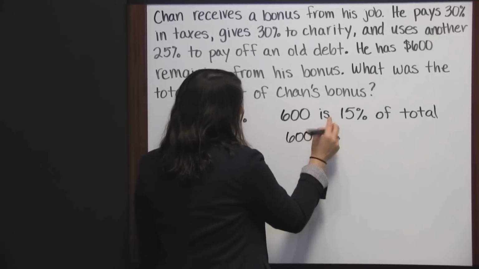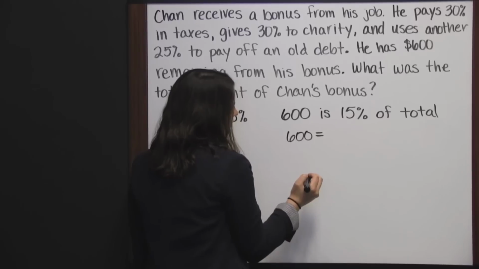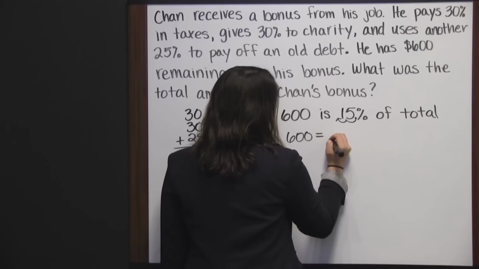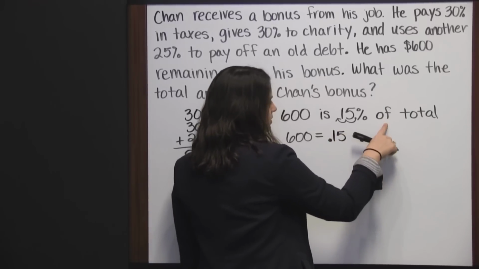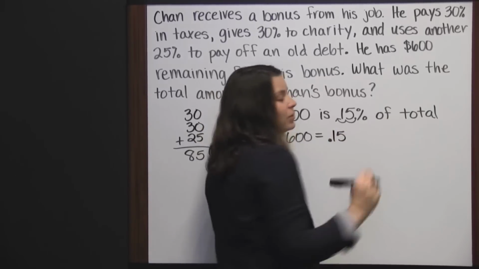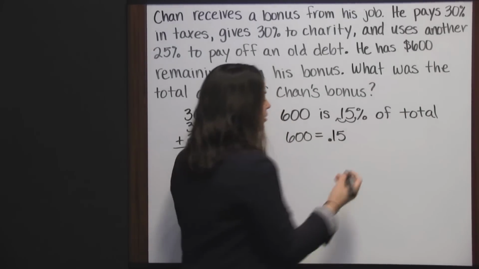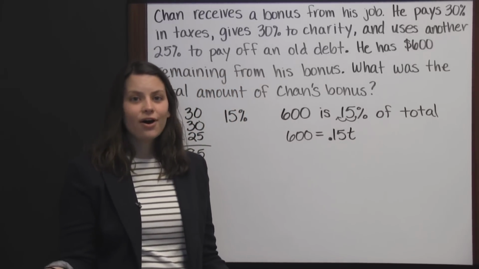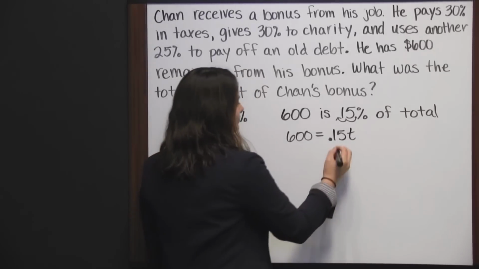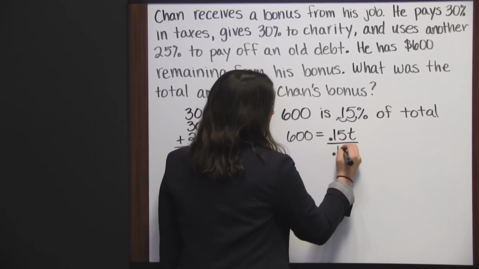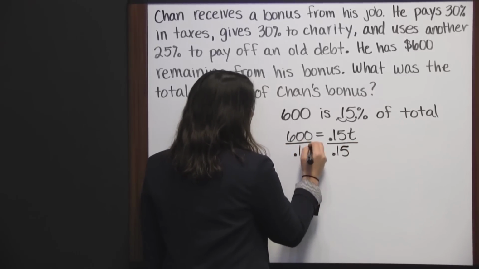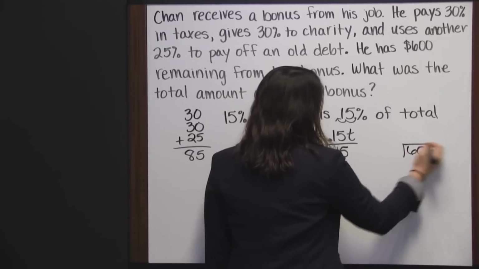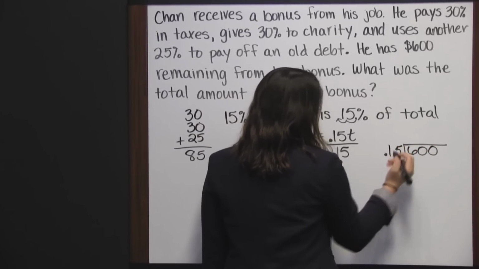600 equals, change the percent to a decimal, 0.15, of means to multiply, and we don't know the total, so use a variable, like t. And now we just need to solve for t. So divide both sides by 0.15. So 600 divided by 0.15.